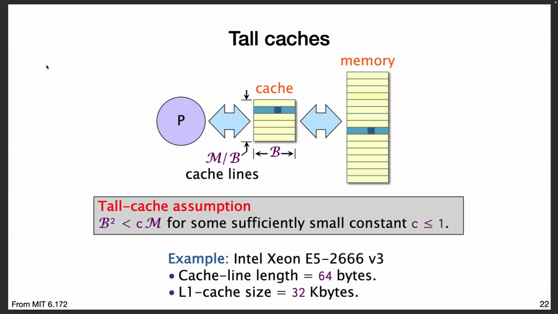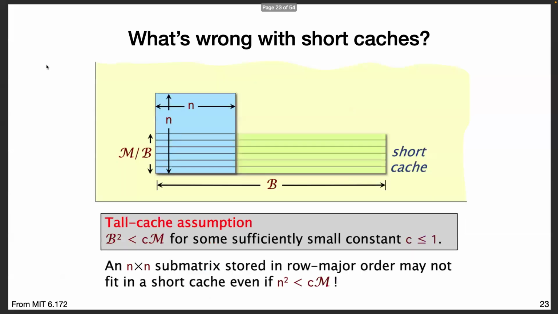And so in this caching model, we assume that the cache size is at least b squared. So the cache size is at least polynomial in the line size. And the reason for that is, if your matrix is b by b, you would like it to fit in the cache. Like you would have at least b lines. That's a reasonable assumption. So you can just assume that it has a size at least b squared.